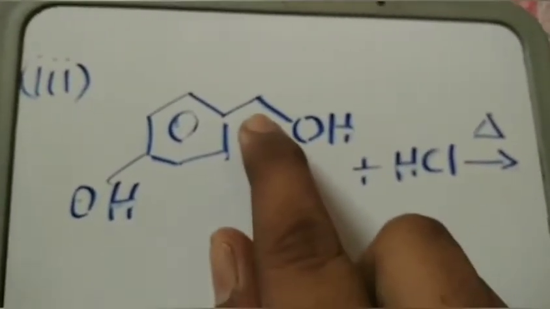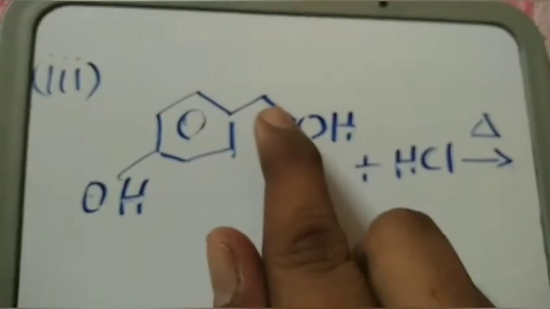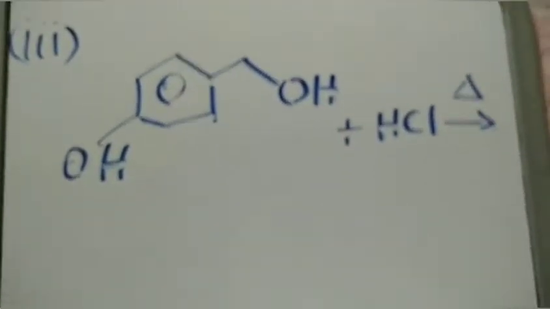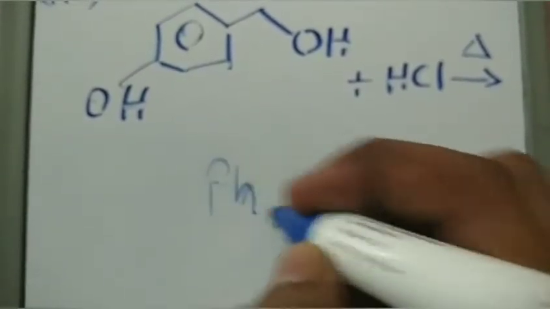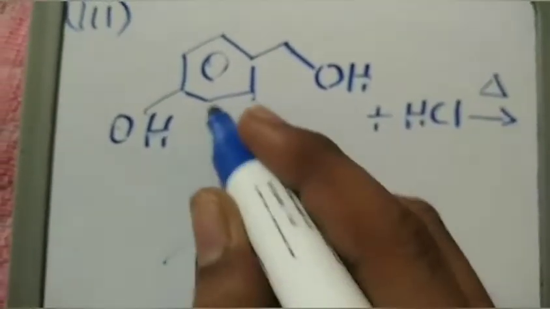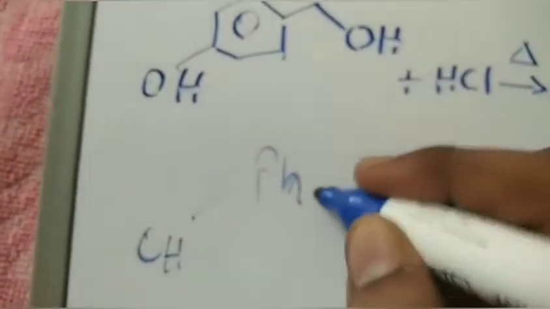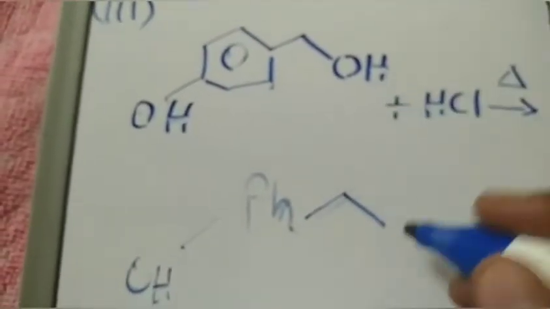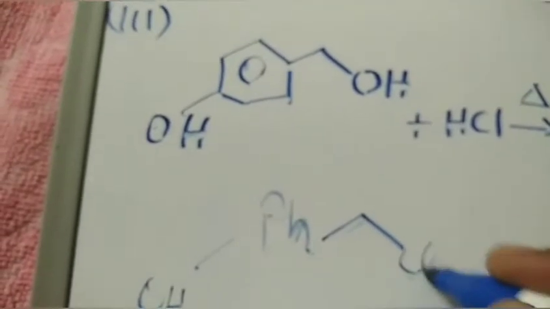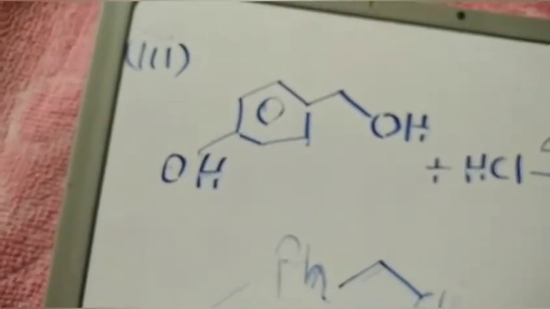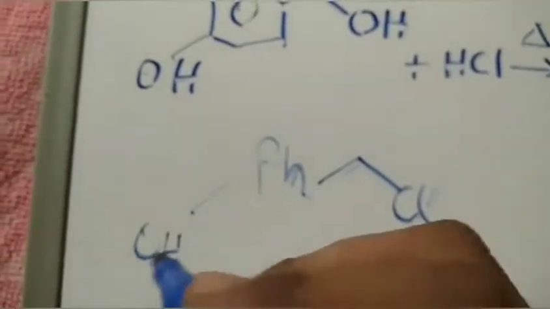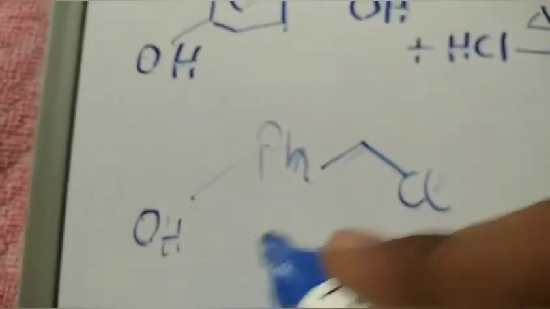This is not directly attached; it is first attached to methyl, then to OH. So the answer will be simple. Ph will be here. I am just writing benzene as Ph. So OH will be here, and Cl will come and substitute the OH. That's all. This is the final answer.